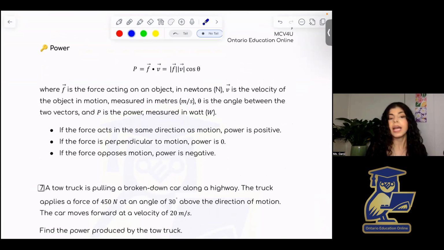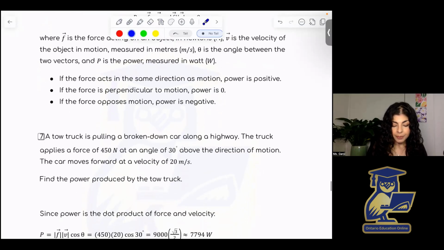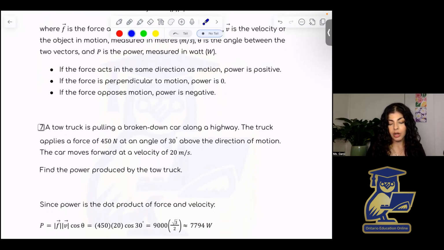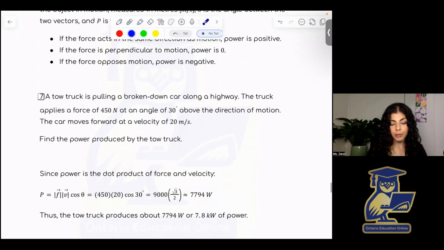So if the force acts in the same direction as the motion, we say the power is positive. So it's making it move even more. If the force is perpendicular to the motion, this is just a property of dot product, power is 0. And if the force opposes motion, then power is negative. So here, a tow truck is pulling a broken down car along a highway. The truck applies a force of 450 newtons at an angle of 30 degrees above the direction of motion. The car moves forward at a velocity of 20 meters per second.